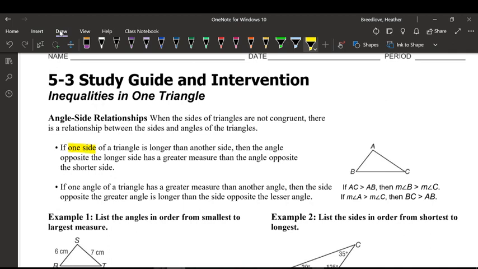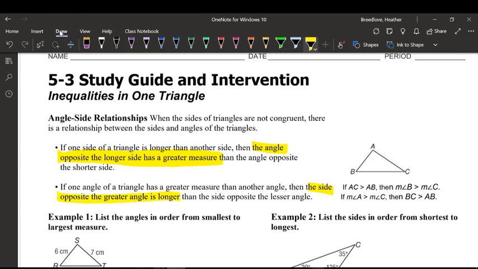So if one side of a triangle is longer than another side, then the angle opposite the longer side has the greater measure. And if one angle of a triangle has a greater measure than another, the side opposite the greater angle is longer. I'm just going to leave it as longer.